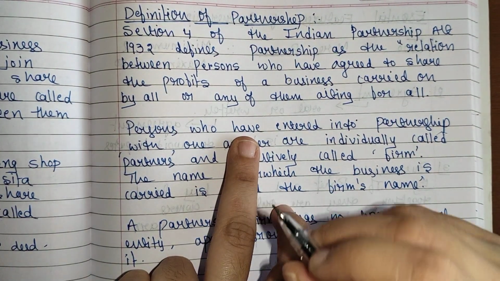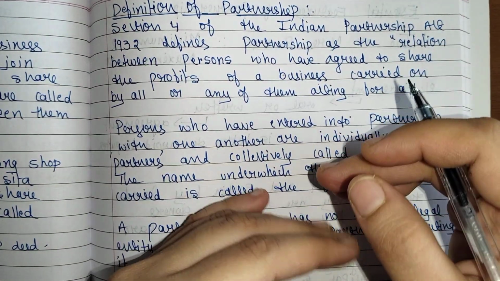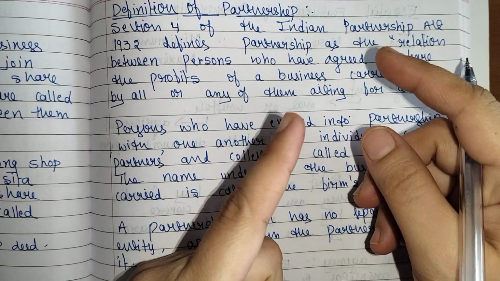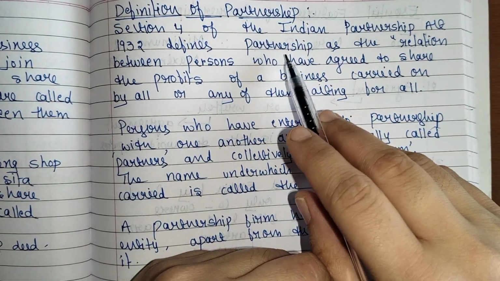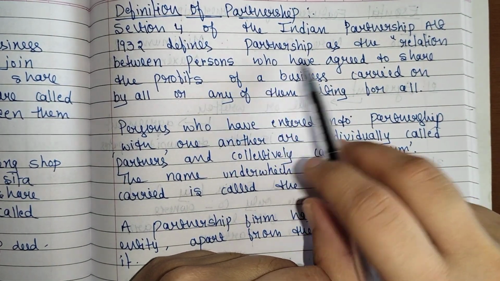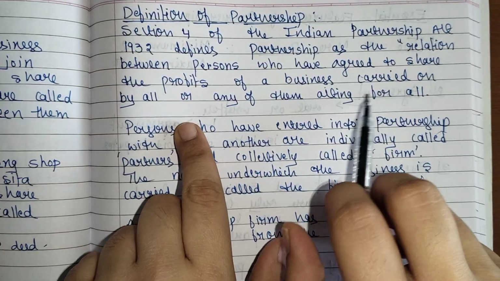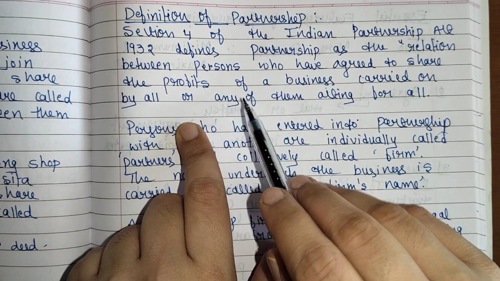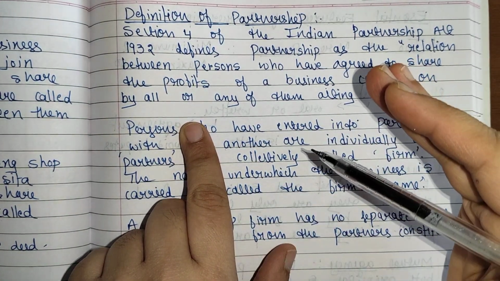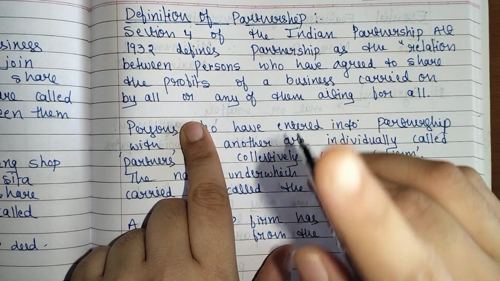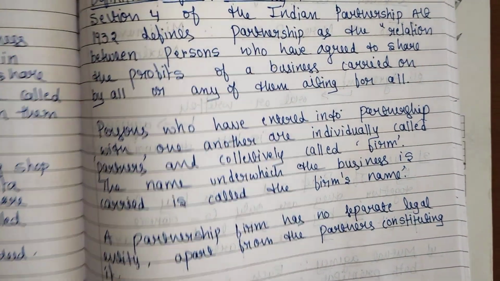And carried on by all or any of them acting for all means the business may be managed by all the partners together or by any one partner on behalf of all. This is called mutual agency. I will explain this through one example.